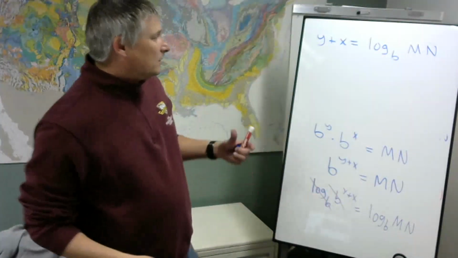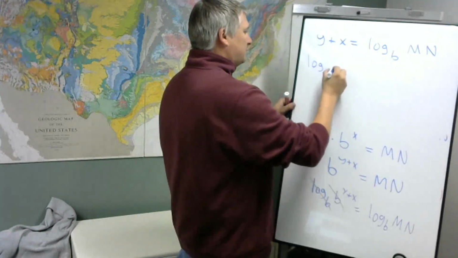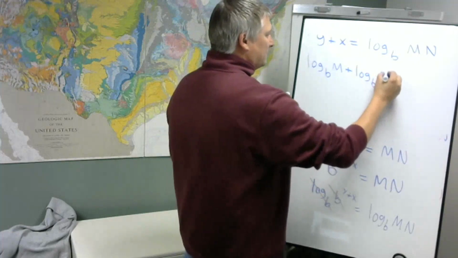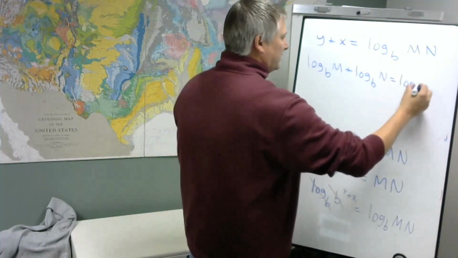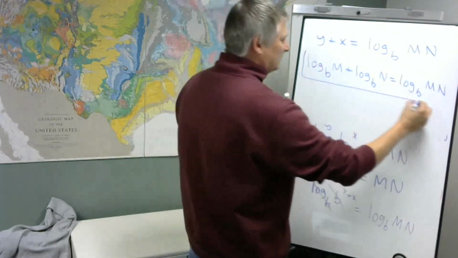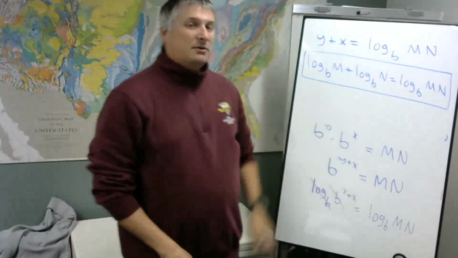But remember what we called y. y was log base b of m, and x was log base b of n. So we get this. All right, and so this is going to be the result.